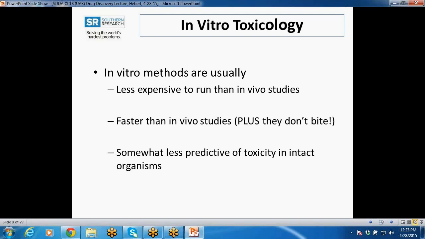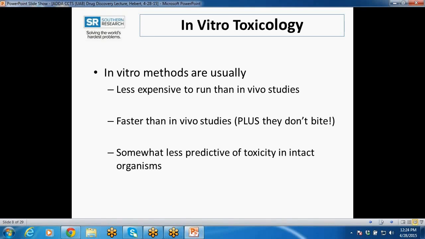Good things about in vitro testing: they're less expensive to run than in vivo studies. They typically take a shorter time to run than in vivo studies, plus, and this is no small consideration, most of them don't bite. The downside is that your in vitro results are necessarily less predictive of what the toxicity in an intact organism might be than what you would get if you start testing in animals.